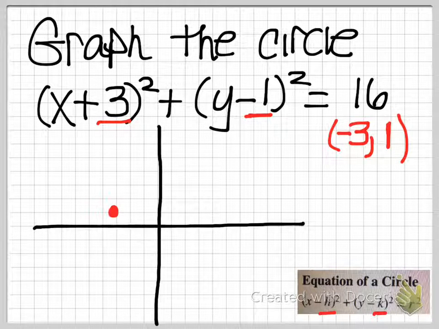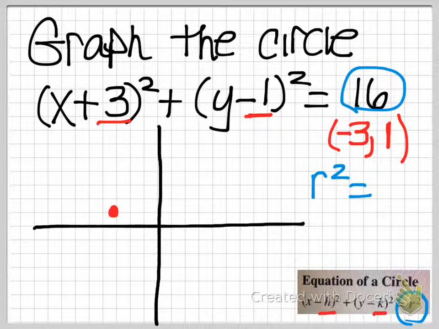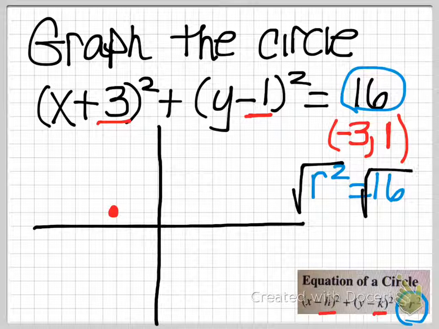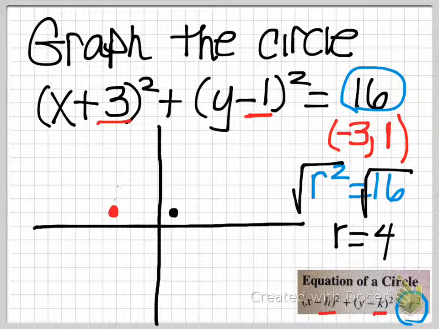Then to find my radius, my equation of a circle says that the equation equals radius squared. So I know that this equation equals 16. So radius squared equals 16. And to solve for the radius, I have to eliminate the square. So to eliminate the square, I take the square root. So my radius is going to equal 4. And since the radius is the distance from the center to any point on the circle, you would count 4 units to the right and put a point, 4 units up and put a point, 4 units to the left and put a point, and 4 units down and put a point.